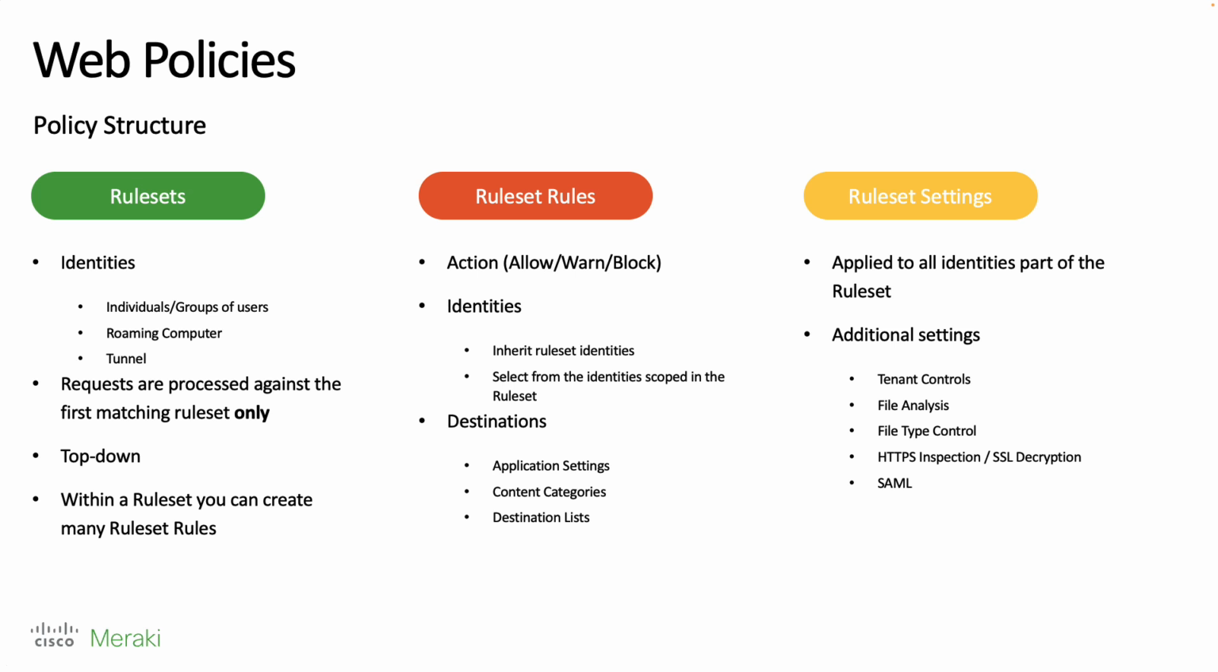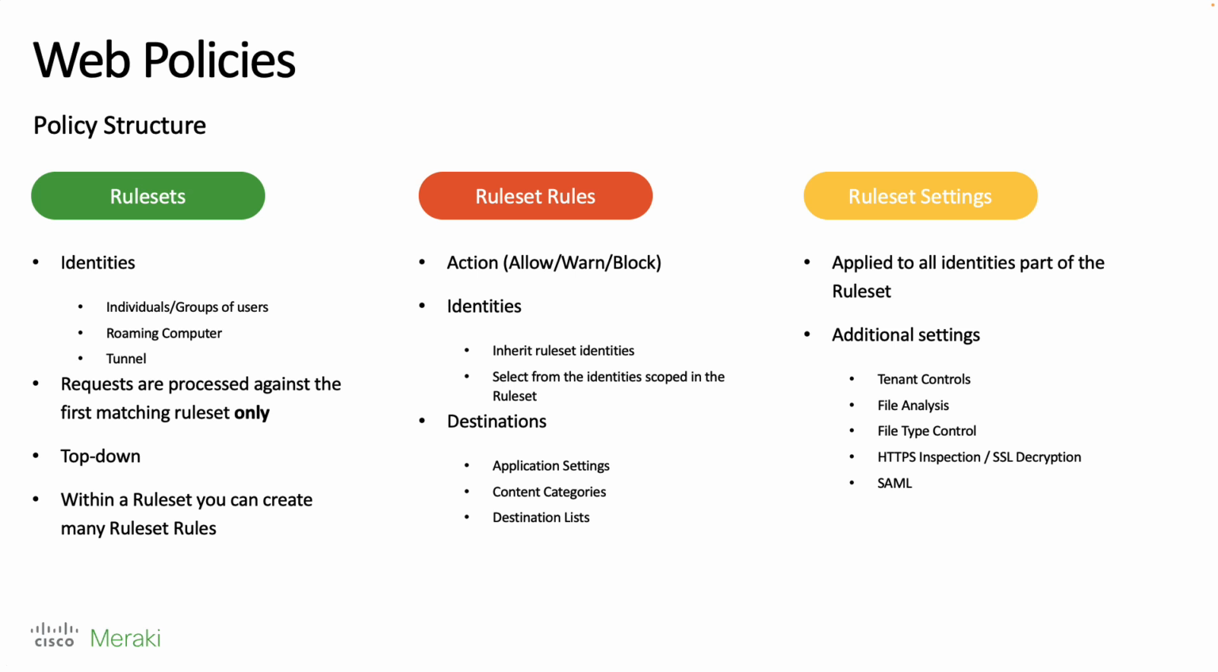The identities that we match to these rule sets is essentially the policy that's going to be used for the user and their requests. The identities could be something like individual users or groups of users, the roaming computer identity when you install the Umbrella Roaming Security module, or a tunnel that is going into Secure Connect. For the scope of this video, we're just going to be focusing on the individuals and groups of users.